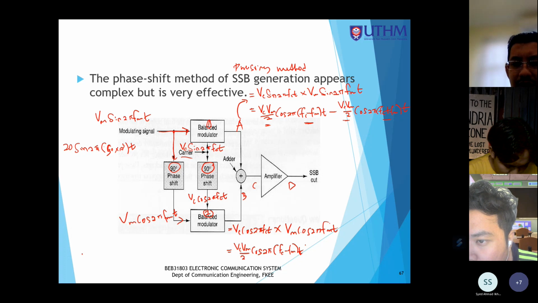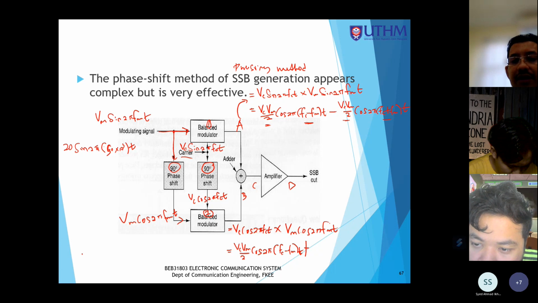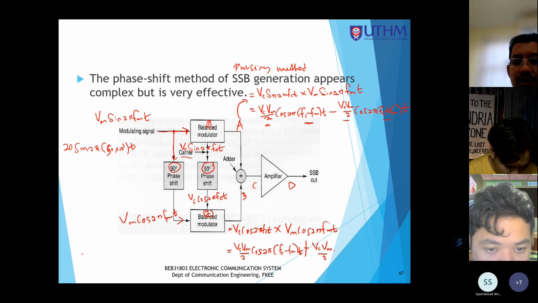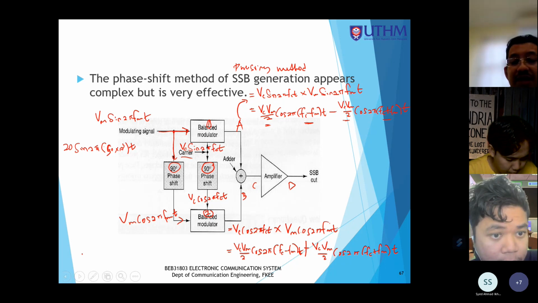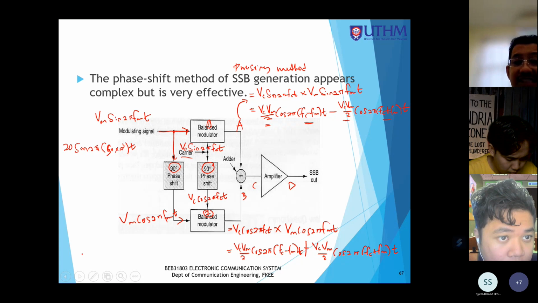Macam mana saya tahu ini adalah berdasarkan trigonometry identity yang mana kita akan berikan dalam test dan juga final exam. Okay, so VC VM per 2 cos 2 pi FC plus FM T. Nampak. So apa beza dia? So kalau you lihat di sini, ini adalah pada point B. Macam mana pula pada point C?